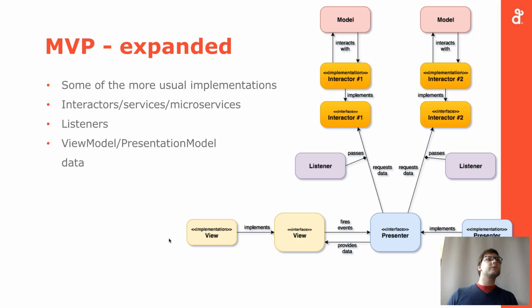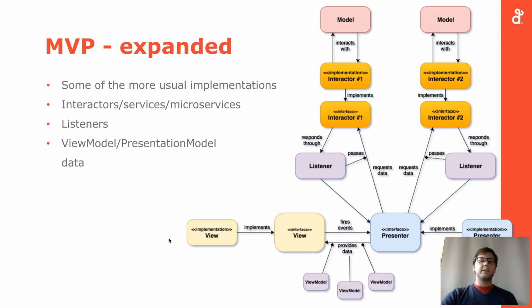Interactor is going to get that data and just put it into a callback. So listener will be the one responsible for getting the response back to the presenter, right? And eventually, presenter is giving view models to view. And we have a pretty clear flow right now. We don't have a mixture of things.